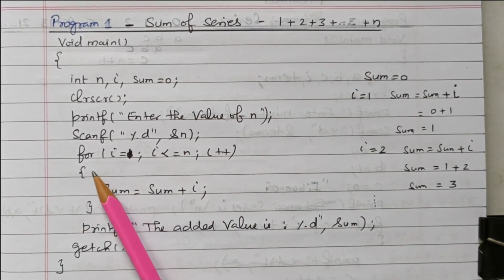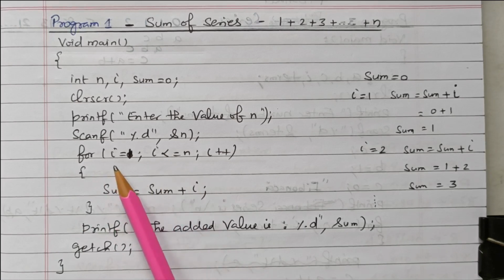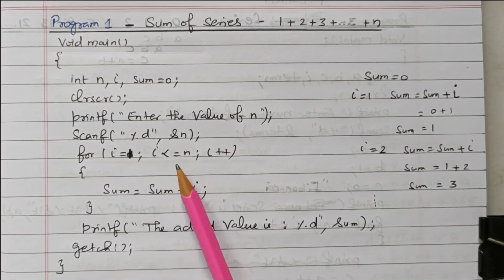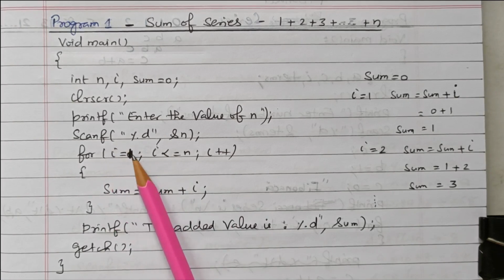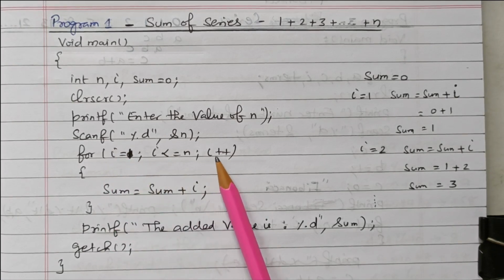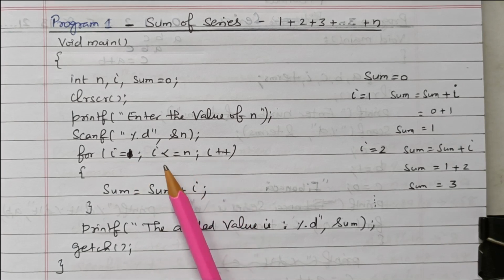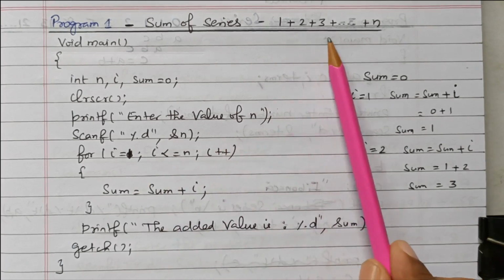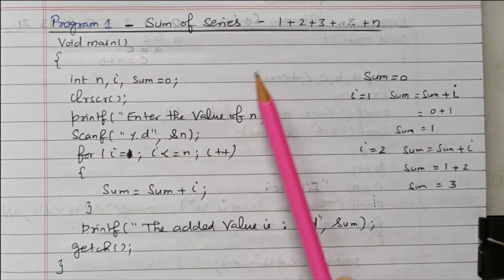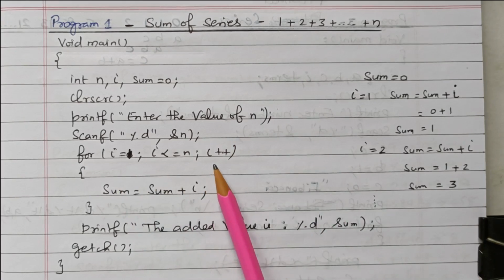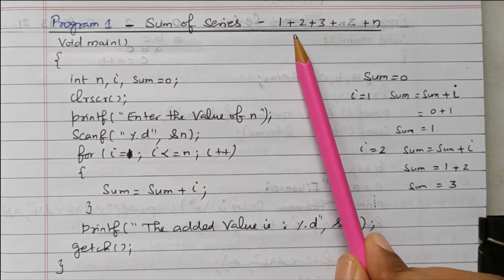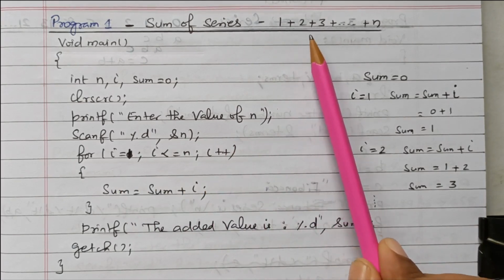We know that a for loop has three parts: initial value, condition, and increment. What is the initial value? What is the increment, the next number? What is the condition up to which we need to go? From this series we can easily decide. The initial value is 1. The increment is 1 each time: 1 plus 1 is 2, 2 plus 1 is 3.